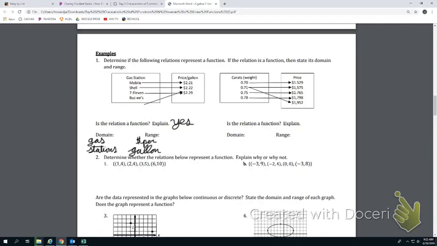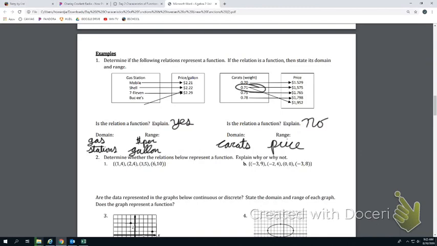On the second example, is this a function? No. Why? Because I've got that 0.71 that has 2 arrows coming from it. What's the domain measuring on this one? Carats. And then the y value is measuring the price.